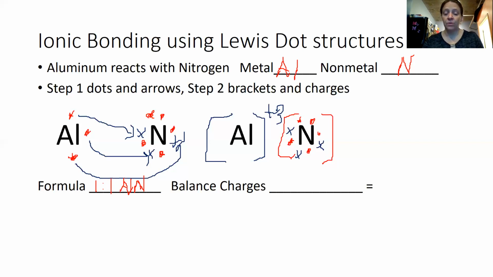All right, so now I'm going to put my charge on my nitrogen. It gained 1, 2, 3 electrons. So electrons are negative, so that's going to become even more negative. So that means I'm going to have a -3 charge.